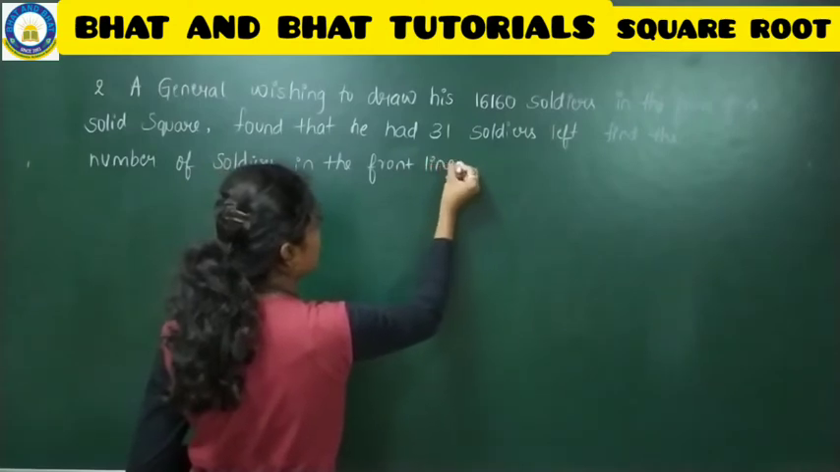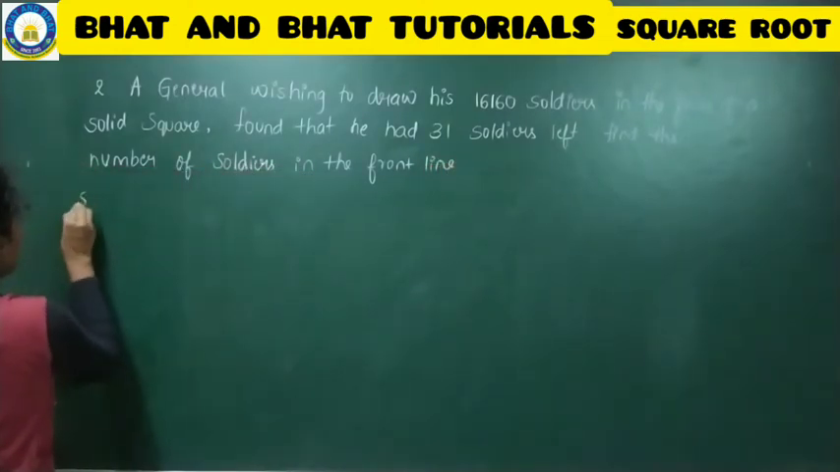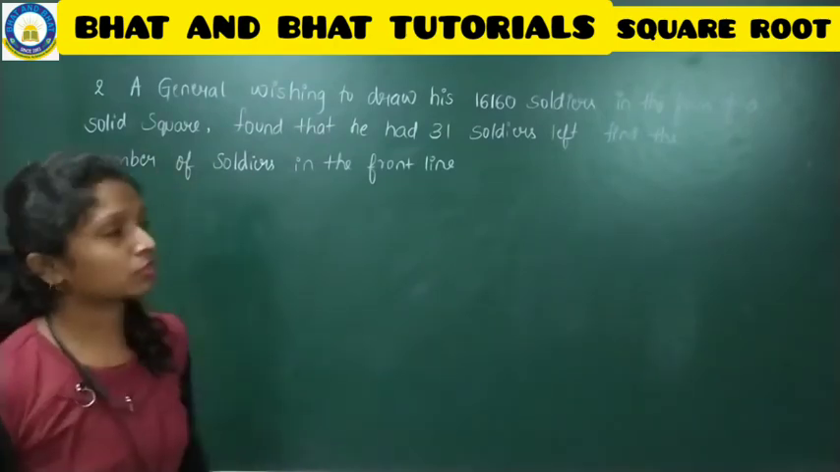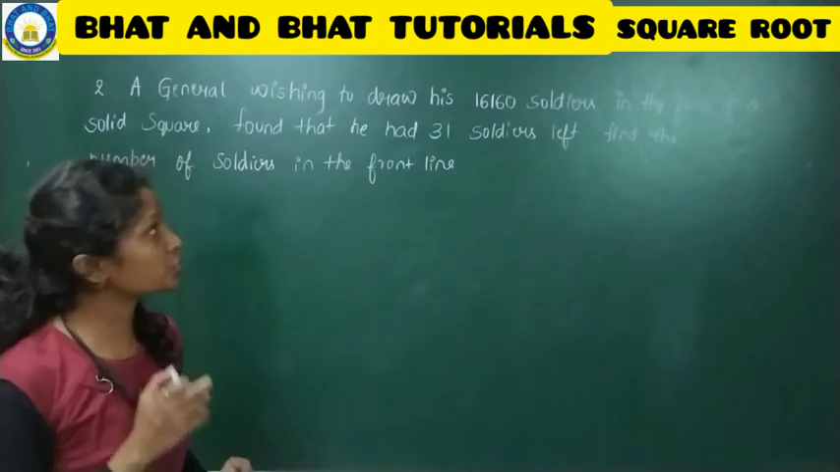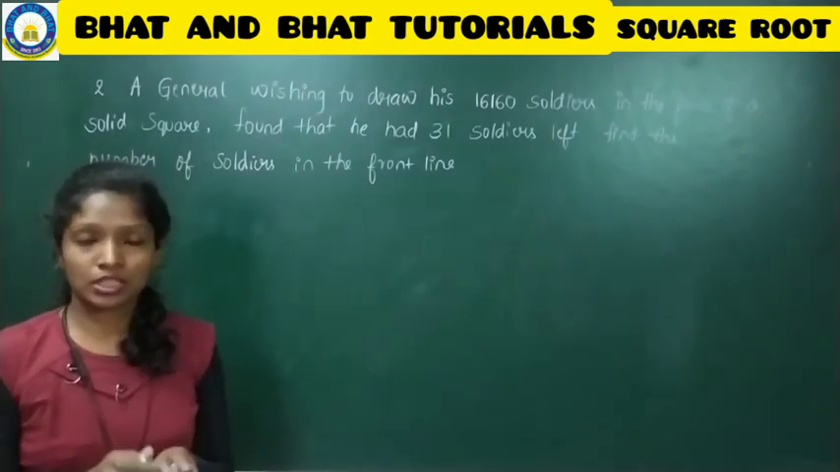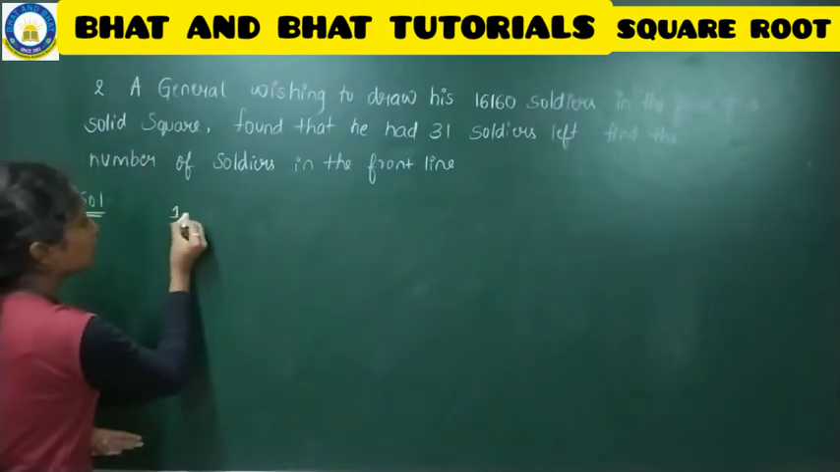So this is your question. See to the question once what they are telling in the question, understand and then go for the solution. So there is one general and he is the one who is wishing to draw his 16,160 soldiers. There are totally 16,160 soldiers. How many soldiers?